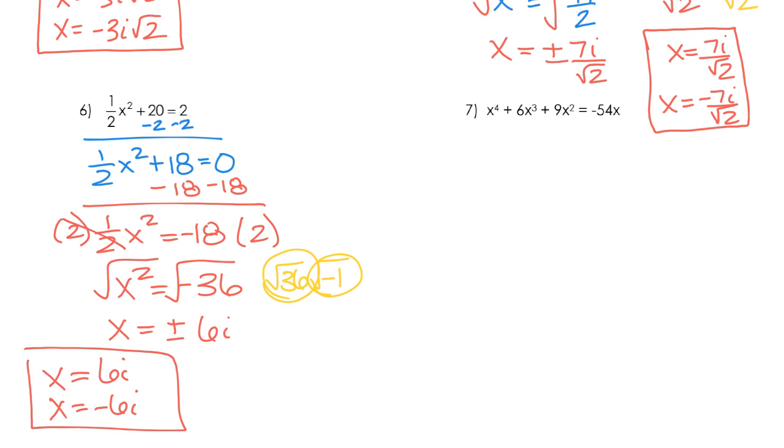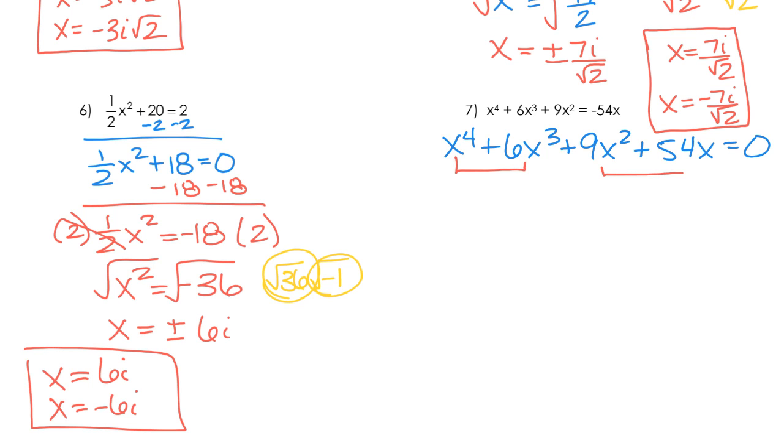All right, let's take a look at number 7. And in number 7, again, we're not equal to 0. So we're going to go ahead and keep everything over here, but we're going to add our 54x on over, so we are now equal to 0. Okay, and with an x to the 4th, we're going to get 4 answers in this one. And it's already kind of set up for factor by grouping. So we're going to group.